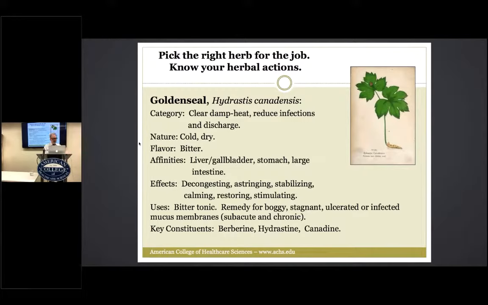That's a difference in the nature of the plant itself. So it's important to know everything you can about the herb when you're selecting it. You want to know its nature, its flavor, its organ affinities, and its medical indications. It's not enough to just think this herb for this condition.